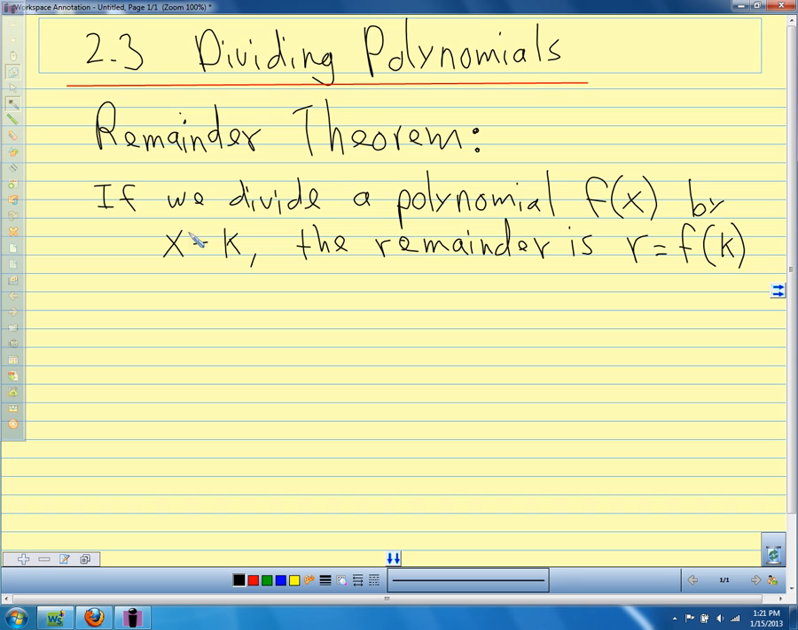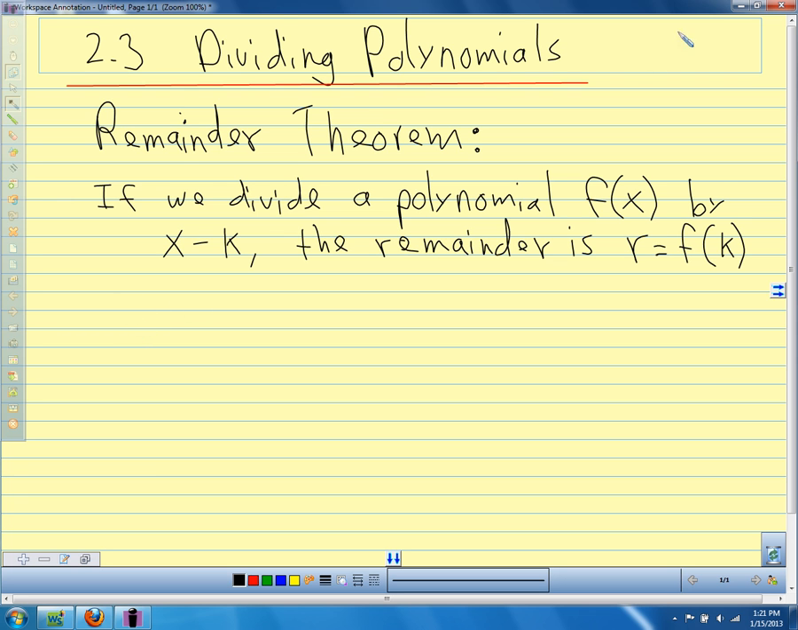And this can come in handy if, for example, on a quiz or on a test, we have this long, complicated polynomial, and the problem tells us to evaluate the polynomial at x equals 7. So we can either plug it into our calculator and do 7 to the 5th times 5 minus 7 to the 4th times whatever, and calculate the polynomial, or we can do synthetic division and find the remainder.